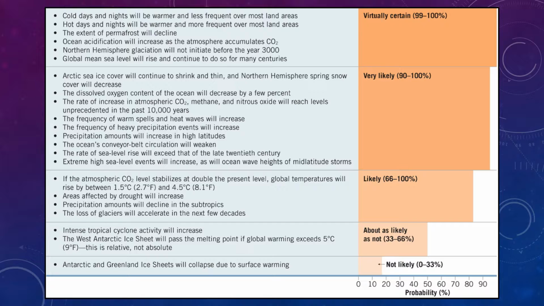This means that even projections labeled unlikely should not be ignored, because if any of those events were to happen, the consequences would be extremely serious. So I'm not going to read through all these, I'll leave them to you, but we will focus on several of these in the next few slides.